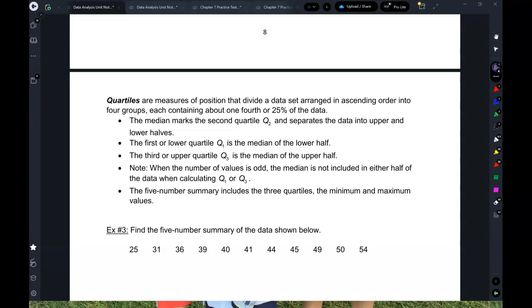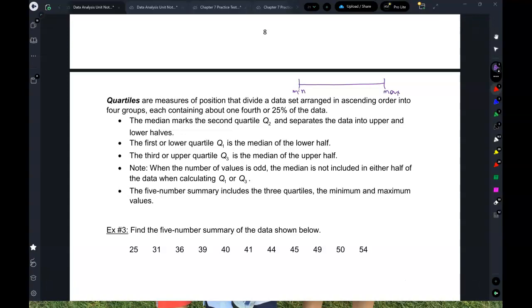Now, let's talk about quartiles. You can take a data set, and once you put it in ascending order, you can divide it into 4 groups. Okay, so suppose you have a data set here. Suppose you have 100 test scores. This is the minimum. This is the lowest test score. This is the highest test score.